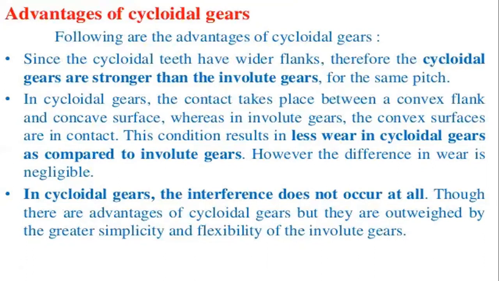In the cycloidal gear, the contact or meshing takes place between a convex flank and a concave surface, whereas in the involute case, convex surfaces are in contact. The concave and convex sections are the inside part and the outside part of the two surfaces which are in contact in the gears.